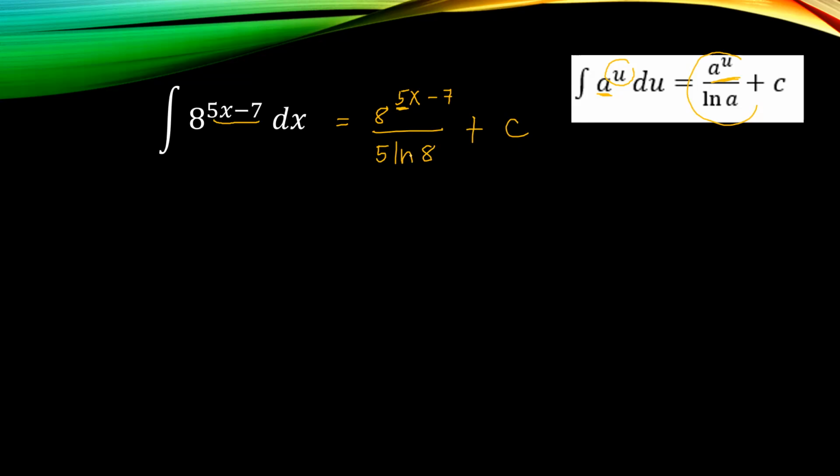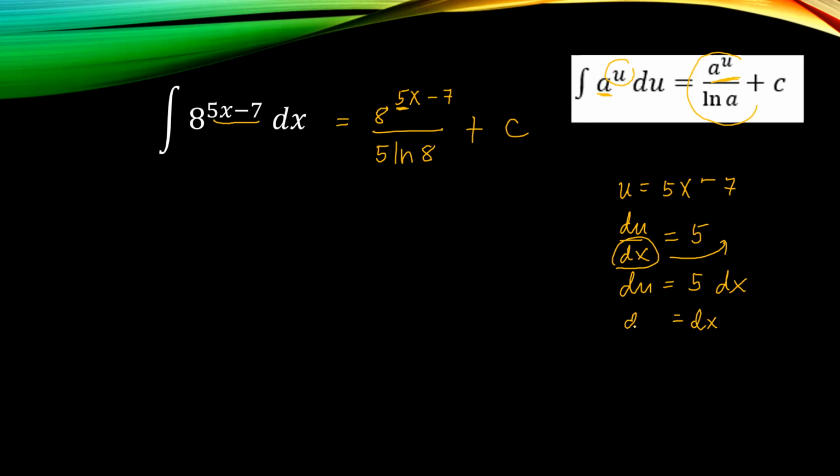Suppose we forgot this shortcut. So magle-let u na naman tayo nitong naka-underline expression. That will be 5x minus 7. So for our du over dx, that will be equal to 5. So that means our du is just 5 dx. This part will just go there. And of course, dividing both sides by 5, our dx is just du over 5.